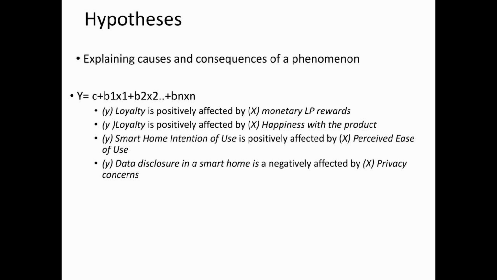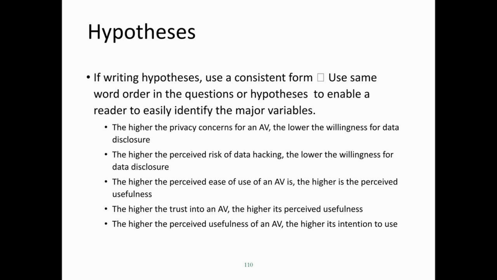So this is a typical regression equation with a constant and different variables. So for example, you want to explain loyalty. So loyalty is positively affected by monetary rewards, or in this example, happiness with the product. Or for example, smart home intention of use, typically the TAM model, is positively affected by perceived ease of use, or data disclosure in smart home is negatively affected by privacy. This is typically a causality. So in your hypothesis, you explain the consequences of the change of an independent variable on the dependent or explained variable. And advice: when you write hypotheses, be consistent.